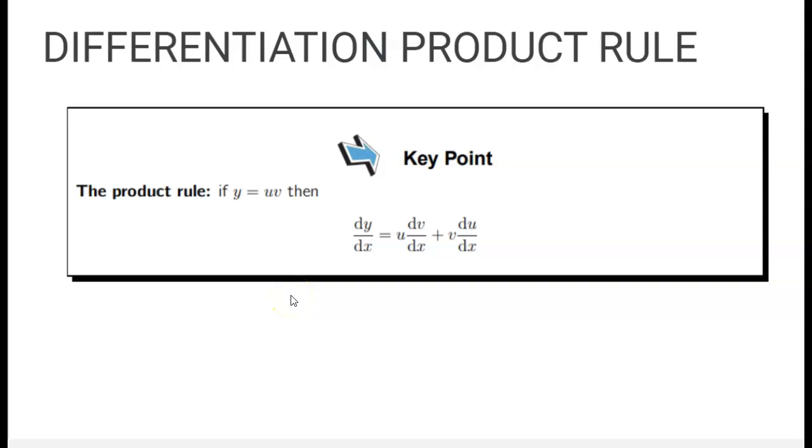Now today we are going to have a look at the product rule in differentiation. Let's say there are two terms that have been multiplied, u and v. According to the product rule, the u we keep as it is, we differentiate the second, and then we keep the first, which is v, and then we differentiate the first one. Now this is the formula for the product rule.